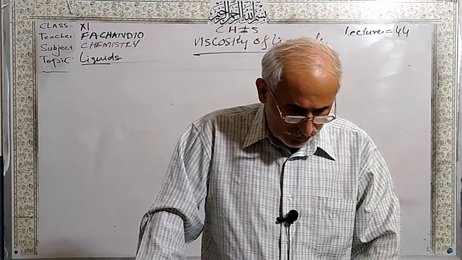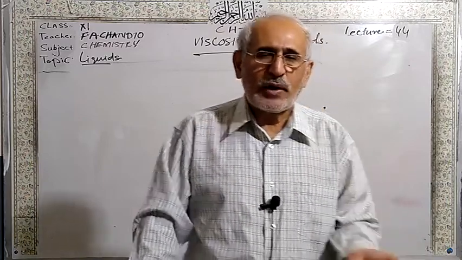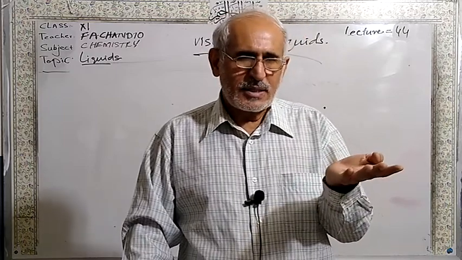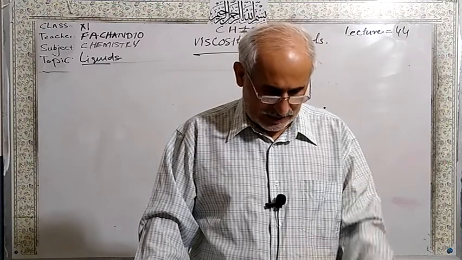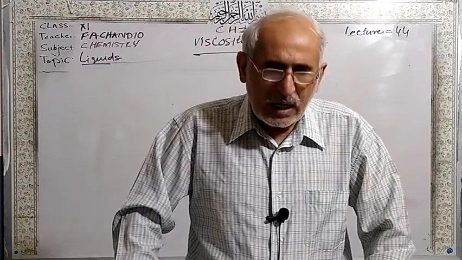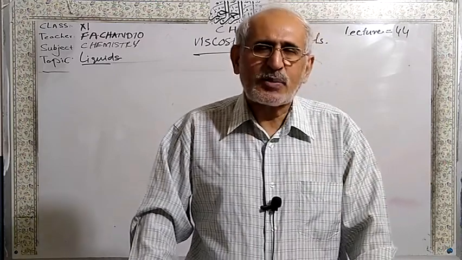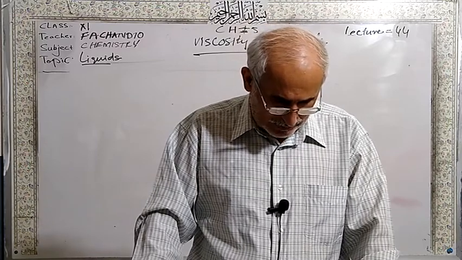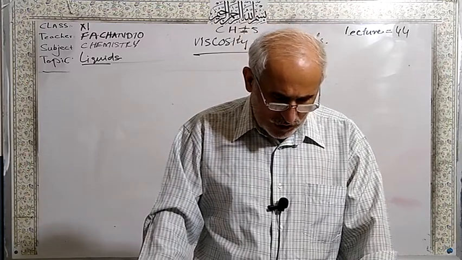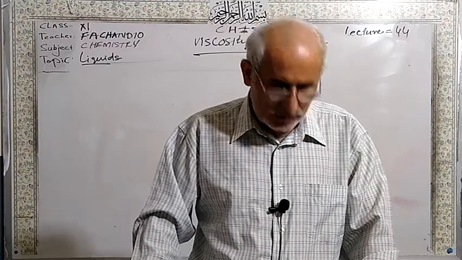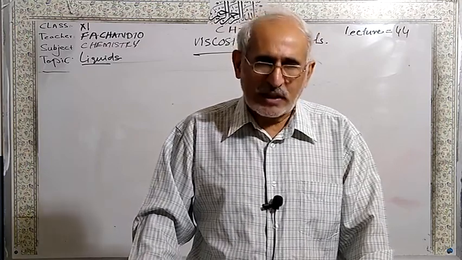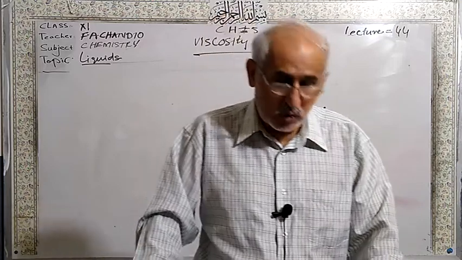We have a tube. This tube has a liquid and it contains a series of circular layers. There are layers present in the liquid. The resistance to flow is due to the internal friction between the layers of molecules, the internal friction between the layers of the liquid.